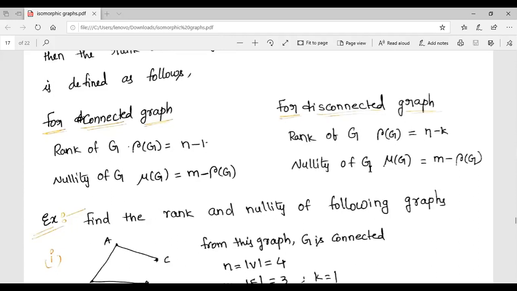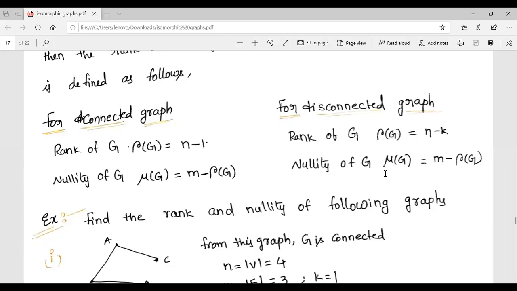Okay. So nullity of G is denoted by mu of G, and it is m minus rho of G. Here m represents the number of edges, and rho of G represents the rank of the graph. So m minus rho of G gives the nullity of the disconnected graph. These are the formulas to find the rank of a connected graph, nullity of a connected graph, rank of a disconnected graph, and nullity of a disconnected graph.